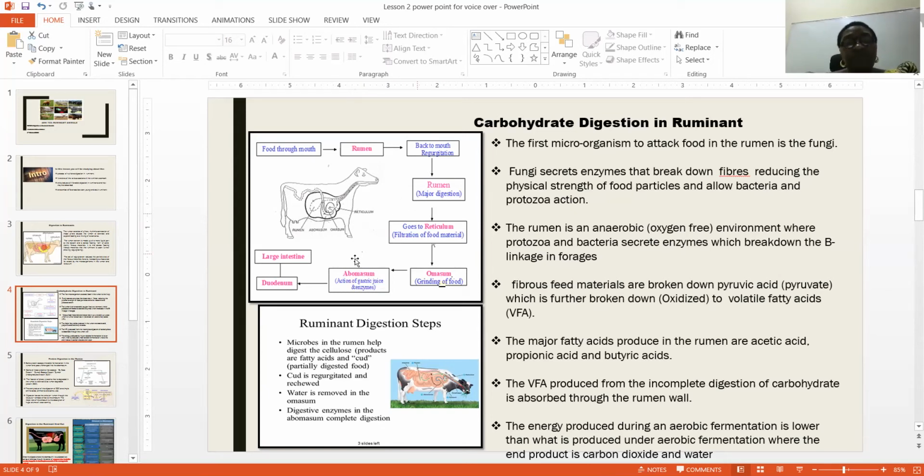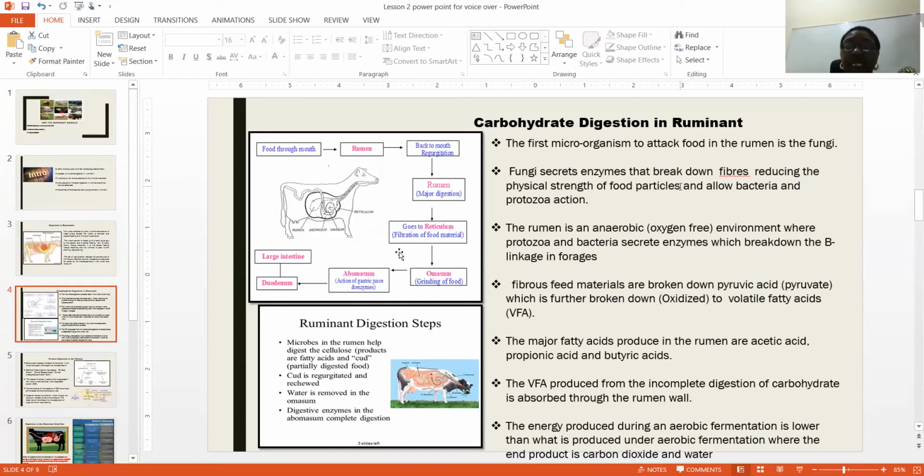But the first part of it, if we may go back to our diagram, is the microbial attachment of food materials in the rumen. The fungi secrete enzymes that break down fiber, reducing the physical strength of food materials and allowing bacteria and protozoa to act upon them. The rumen is an anaerobic environment, that is to say it is oxygen-free, and therefore only microorganisms that can survive in the absence of oxygen reside in the rumen. These microorganisms are able to break down the beta linkages in forages.